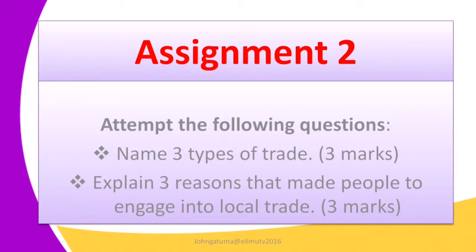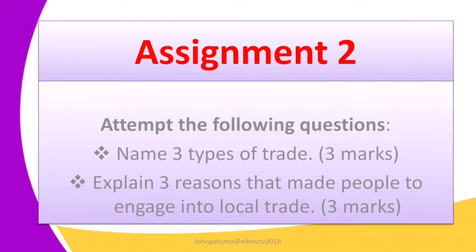Some of these reasons or the factors that make people to engage in local trade were because of surplus production. And the surplus production, this is a situation where the farmers could produce more than they needed to use at home. And therefore, the excess was exchanged for mutual benefit.